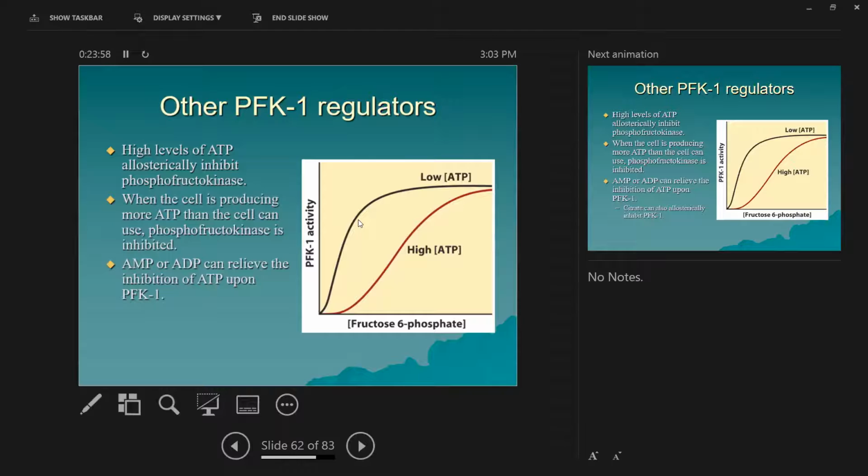Now, if you were to take this reaction here and add AMP or ADP, that would relieve the inhibition of ATP upon phosphofructokinase 1. So this observation can be reversed if you add AMP or ADP. That tells the cell you have sufficient quantities of uncharged adenosine phosphate molecules to be able to make more ATP. You need more ATP, so that will relieve that inhibition.